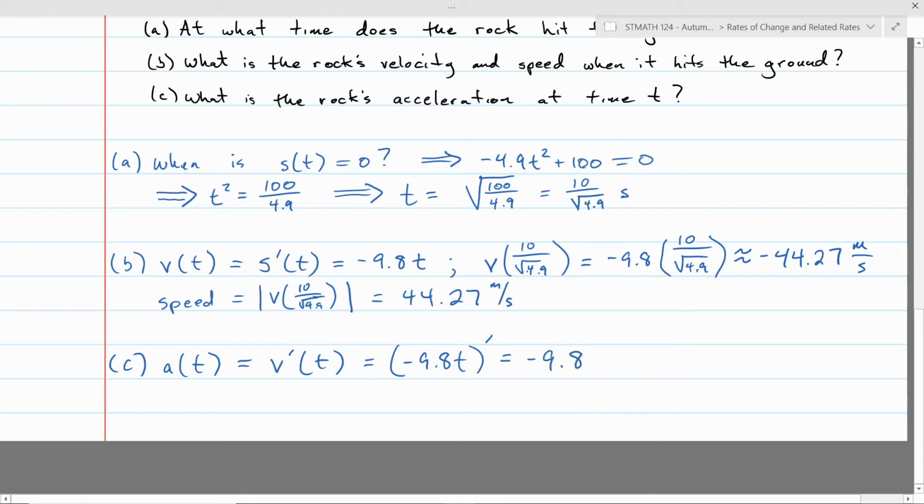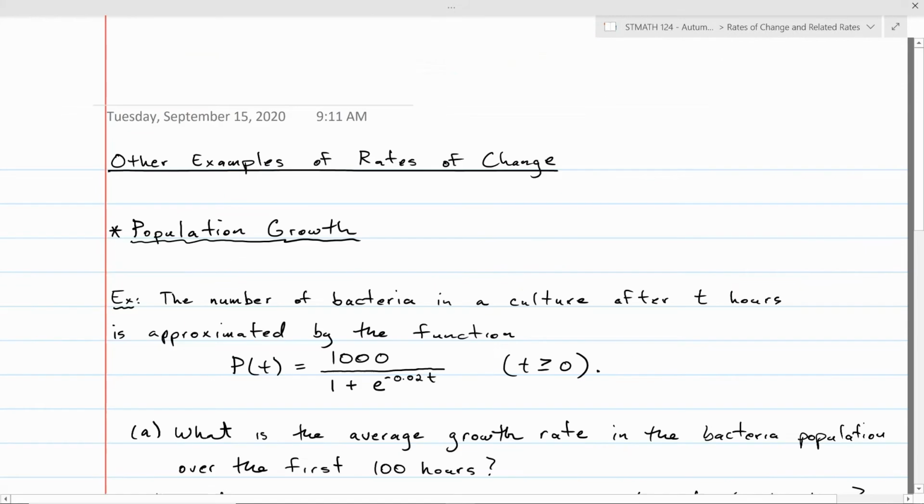Now, what are the units here? Well, if you think about it, velocity is measuring meters per second, but then when we're doing the derivative again, we're doing it with respect to t, so we divide by time again. So this ends up being meters per second squared. And again here, this has a negative sign to indicate that the acceleration is moving in the negative direction, the downward direction.